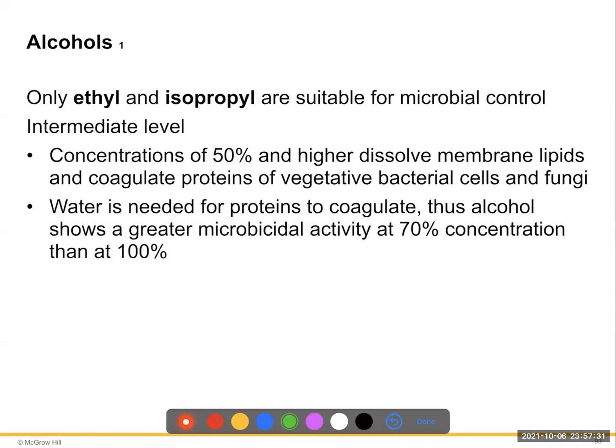Alcohols. Only ethyl alcohol and isopropyl alcohol are suitable for microbial control. Concentrations of 50% and higher dissolve membrane lipids and coagulate proteins of the vegetative bacterial cells found on your skin. So you need concentrations of 50% and higher for either isopropyl or ethyl alcohol. Ethyl alcohol is drinking alcohol. Isopropyl is rubbing alcohol.